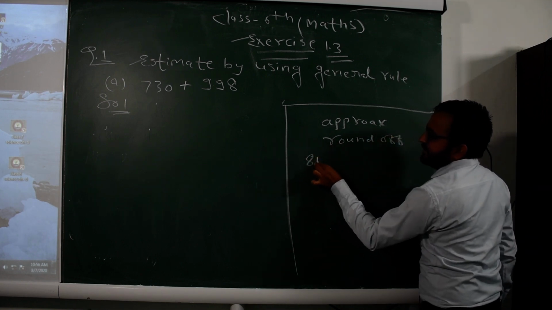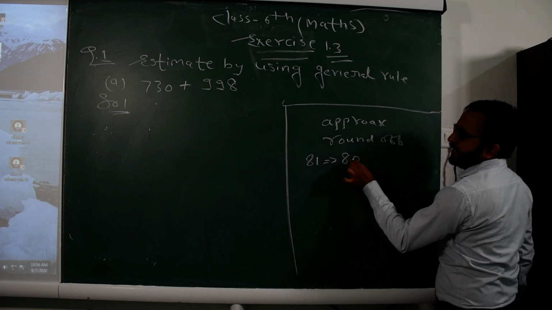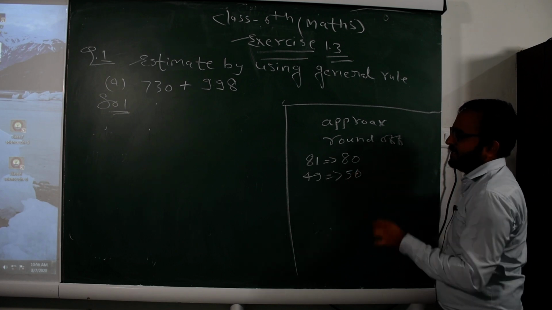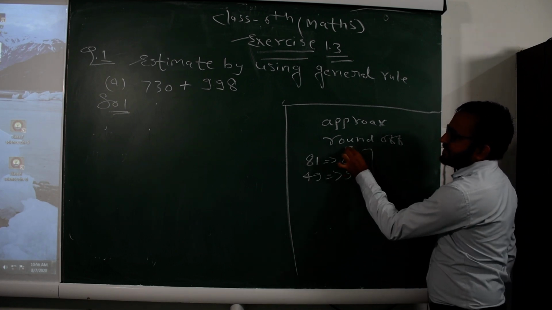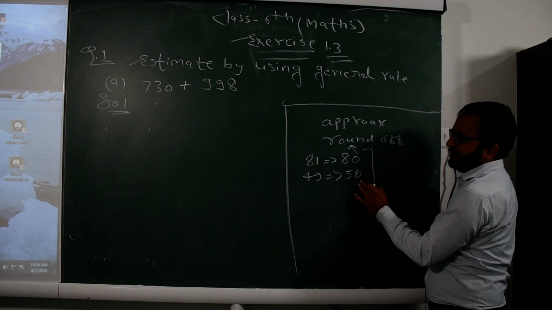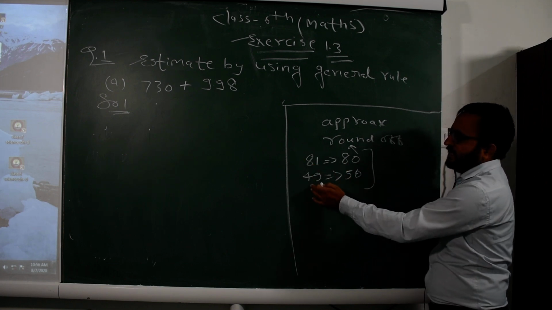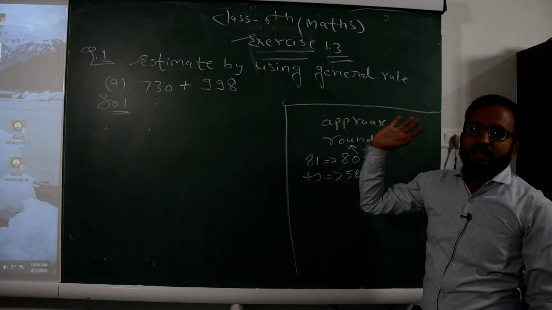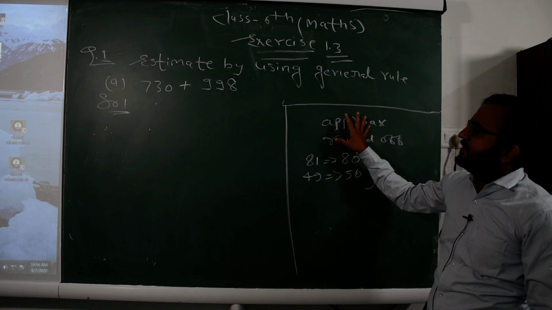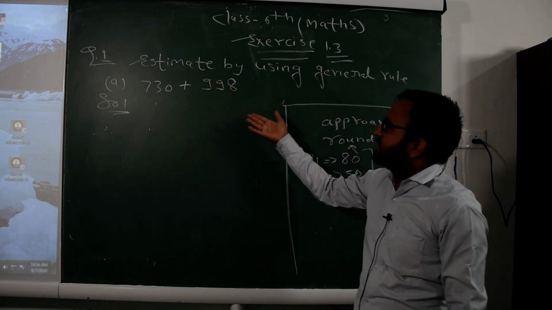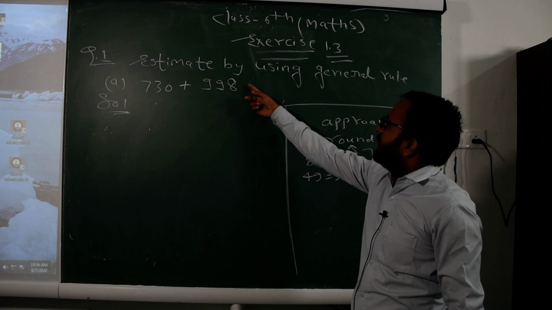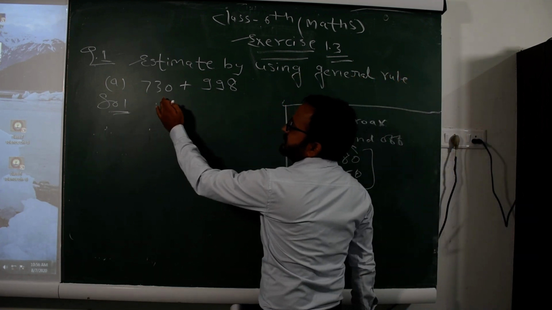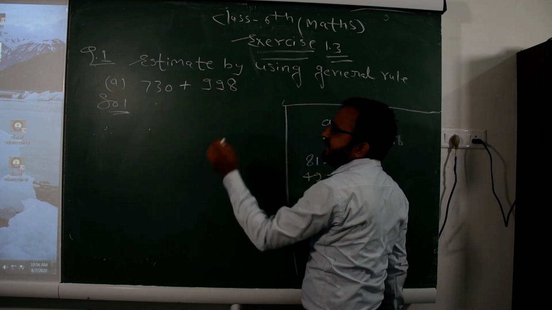For this, 81 is nearest to 80, 49 is nearest to 50. So 80 is the rounded value of 81 and 50 is the rounded value of 49. So this is called the round off value and approximate value of any number. In this exercise, we solve the exercise questions. First question is estimate by using the general rule. For this, question number 1 is 730 plus 998.